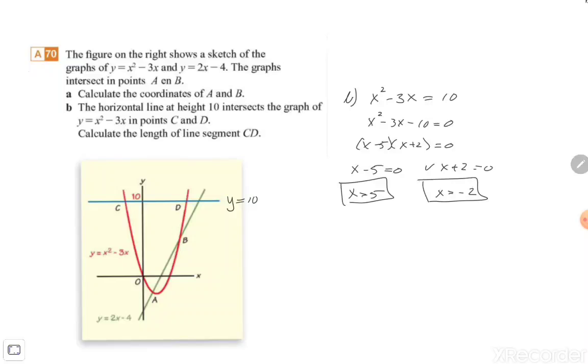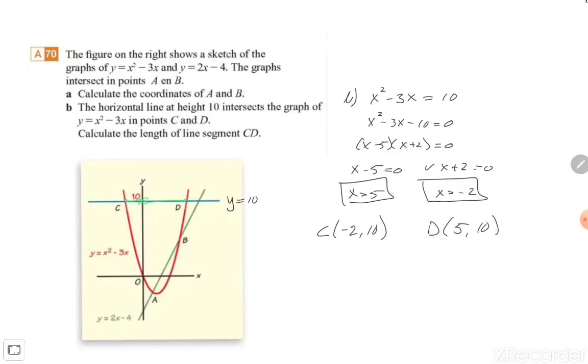Alright, those are the x coordinates. Now to know the y coordinates, you can fill in 5 and minus 2 for x, but if you look at our sketch, we already know that the y coordinate is at the height of 10. So we do not need to calculate it anymore. We already know that C has the coordinate of -2, 10, and that D has the coordinate 5, 10.